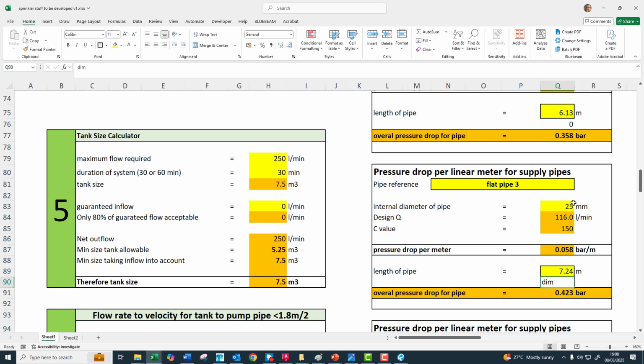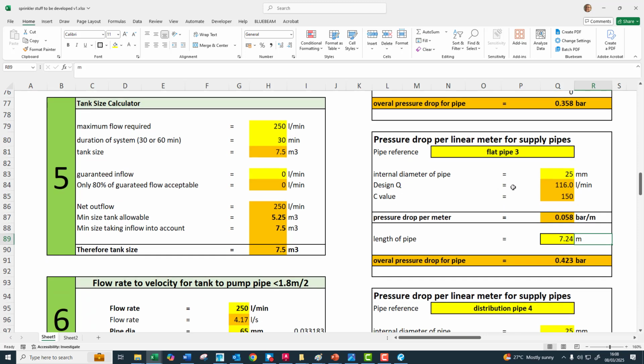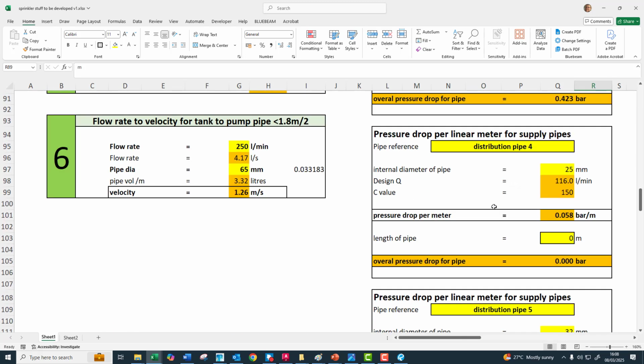So you can see that the pressure, once you start putting fittings on, then the pressure starts to dim, it just has. So that's the flat pipes done. So we've got a distribution pipe next, and we'll punch that up to 32.